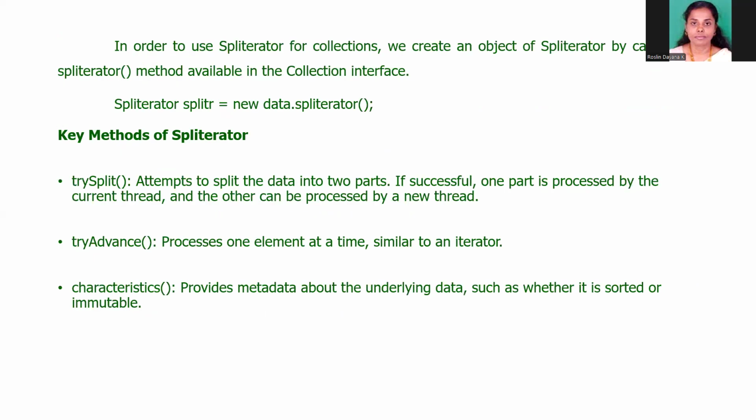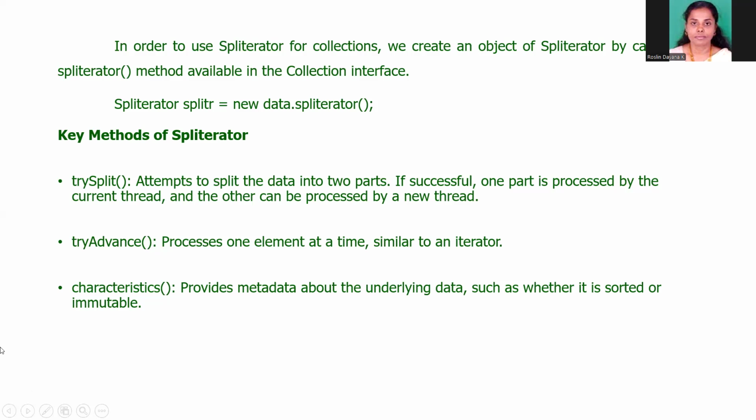In order to use Spliterator for collections, we create a Spliterator object by calling the spliterator method available in the Collection interface. The first step is to create an object using the spliterator method: Spliterator splitter = myData.spliterator(). Here myData is any collection of data. It may be IO channel data or collection data or any other data. From that, we will create the Spliterator.